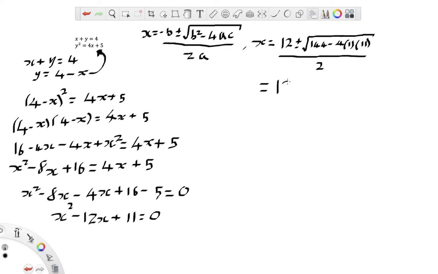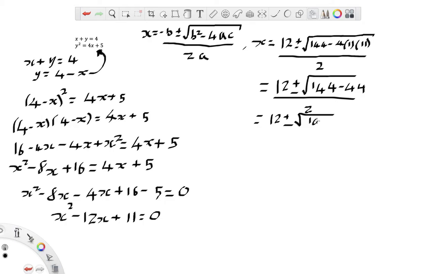Okay, therefore it's 12 plus or minus, so sorting the bit inside the square root out, 144 take away minus 4 times 1 times 11, well that's minus 44, all over 2, and that's equal to 12 plus or minus the square root of 100 over 2, which is then equal to 12 plus or minus 10 over 2.